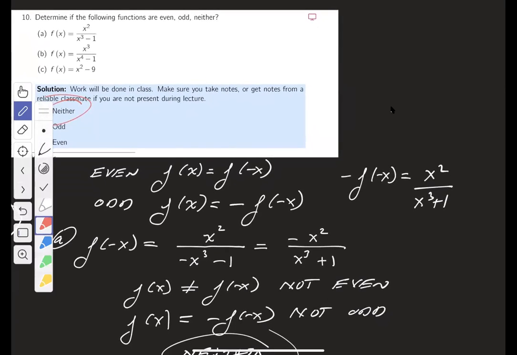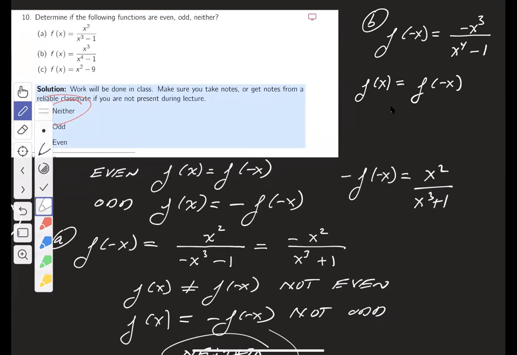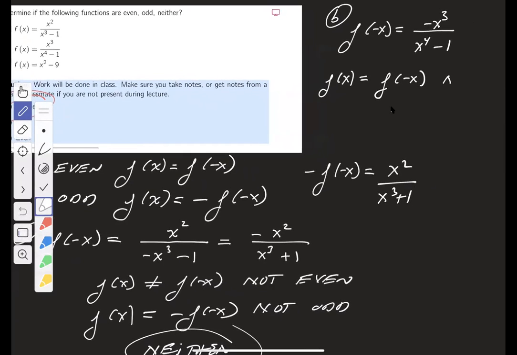All right, so let's put B down. So for B, I'm going to write down f of minus x. And I'm looking at it. I'm going to look at the top. If I cube minus x, I get minus x cubed. That's not so bad. And minus x to the fourth power is just x to the fourth power minus 1. All right, so the big question becomes, is f of x equal to f of minus x? Well, I'm looking at it, and the answer is no. So it's not even. I'll write that down for you. Not even.